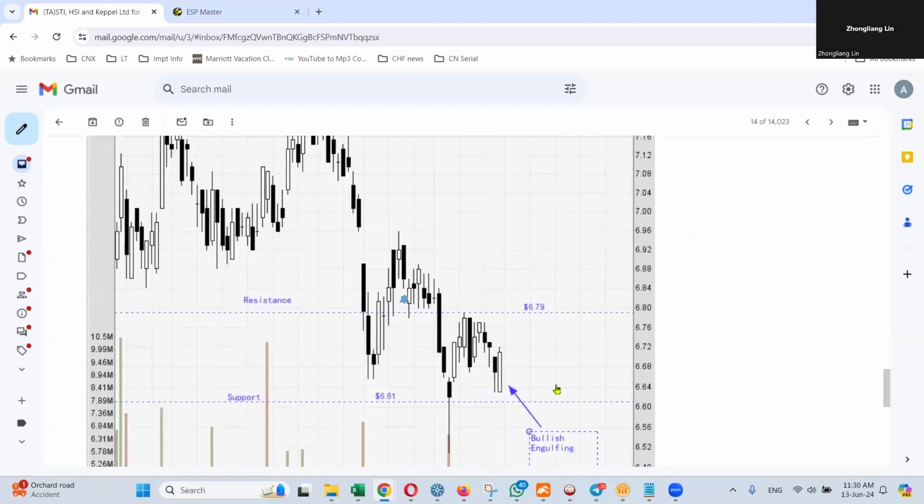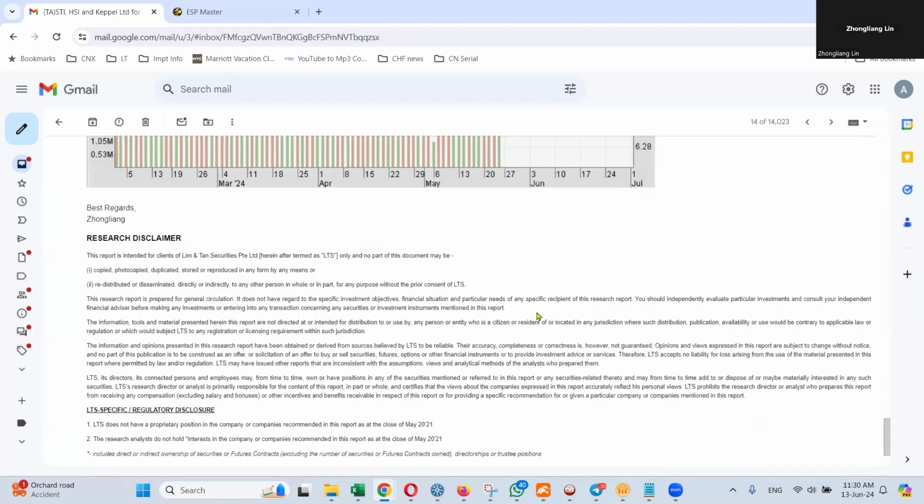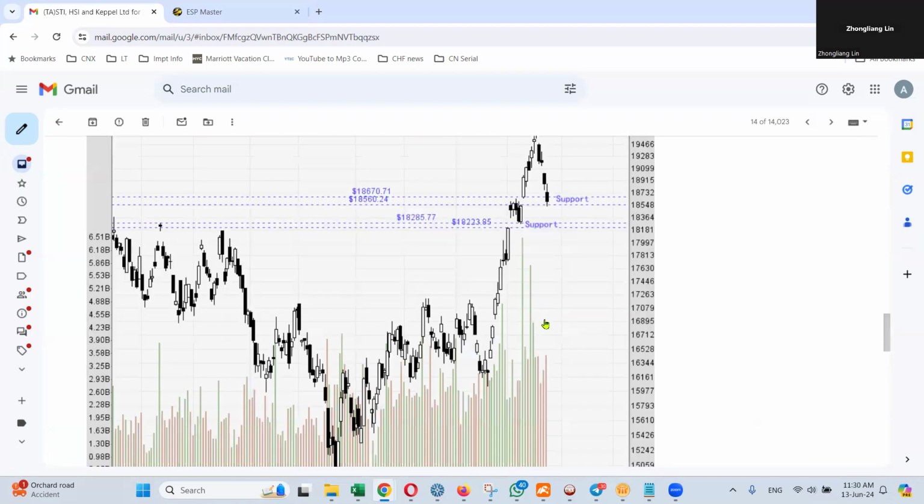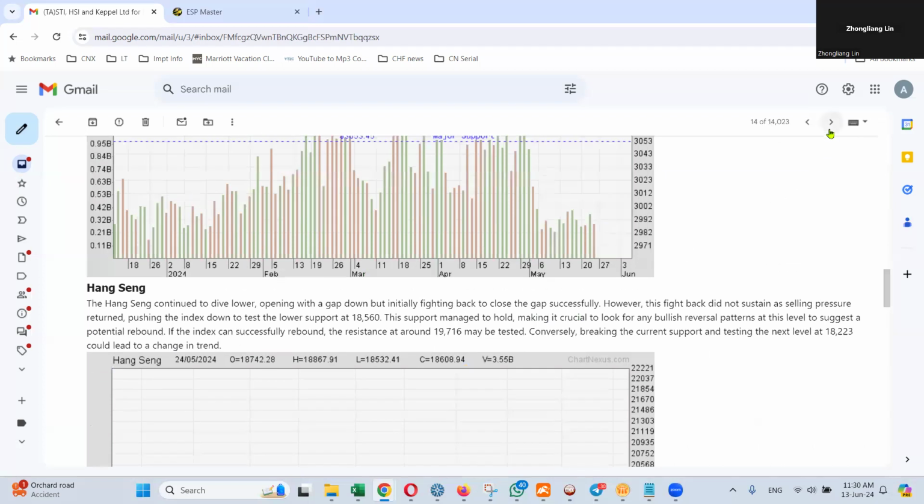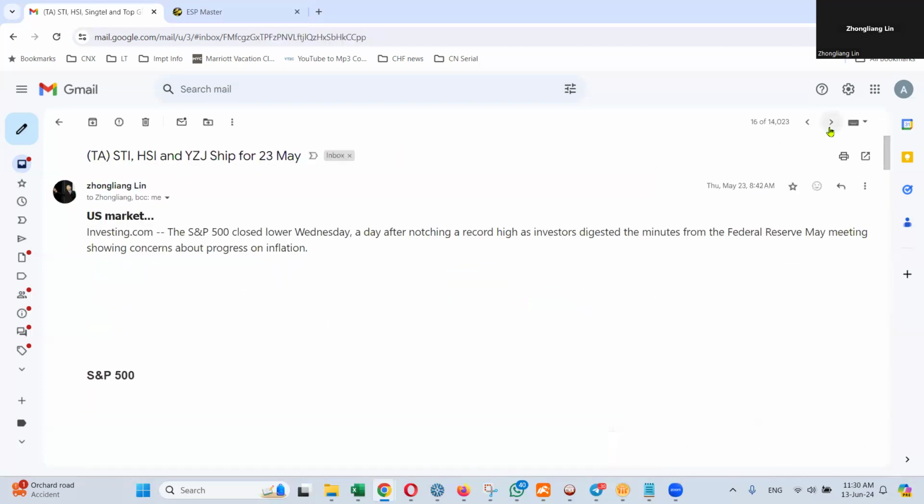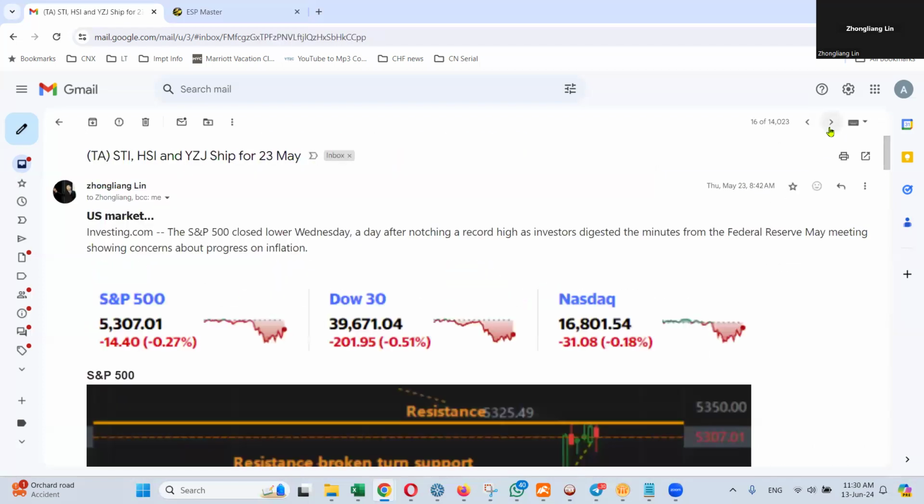Then we talk about Keppel Limited, where this is a bullish engulfing. So we're going to watch the 679 resistance, which it has to break in order to move higher. So this was the time where Keppel was struggling to break above the 679 resistance. Okay, so I went through 3 emails. So I'm going to go to the chart to highlight the performance of the stocks.